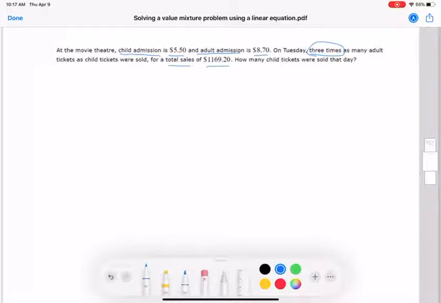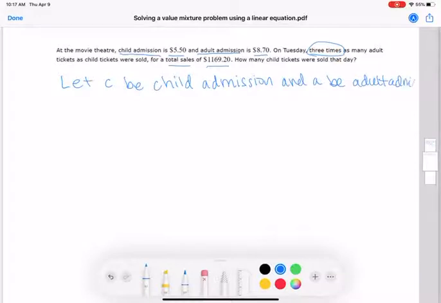All right, so let's go ahead and define our variables again. I'm going to put, let C be child admission and A be adult admission. And again, let's go ahead and do general and specific.